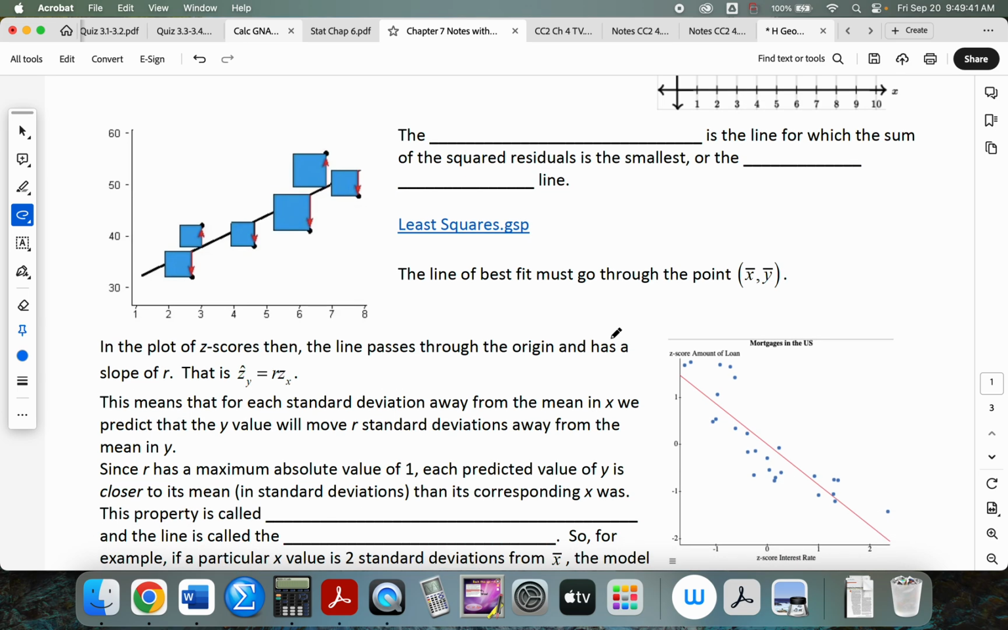So the line of best fit is the line for which the sum of the squared residuals is smallest. It's also sometimes called the least squares line.